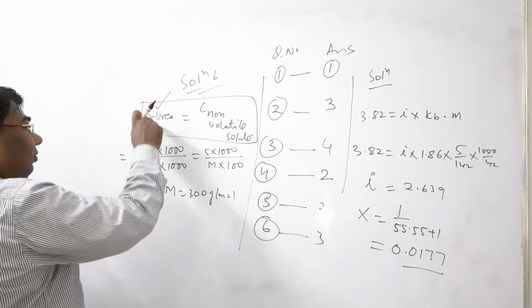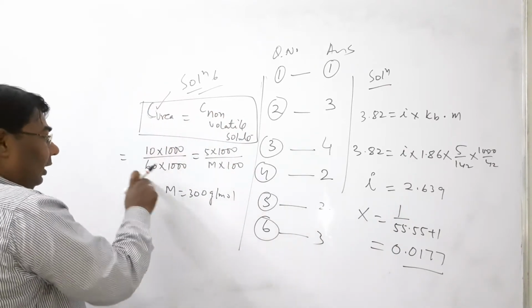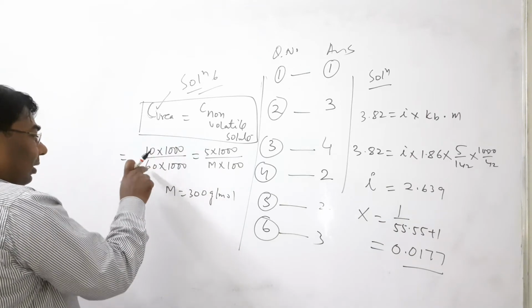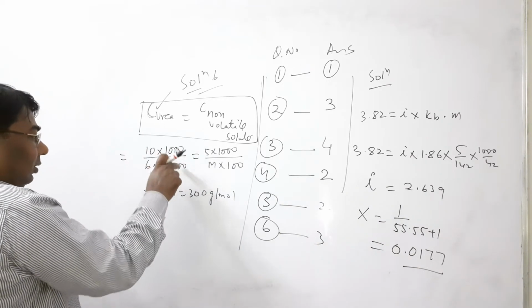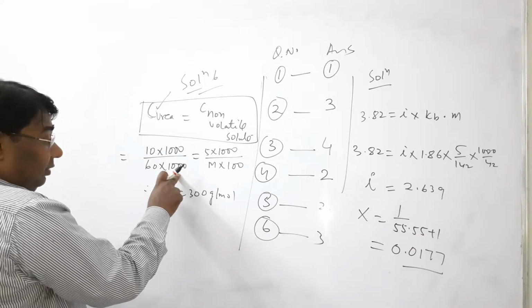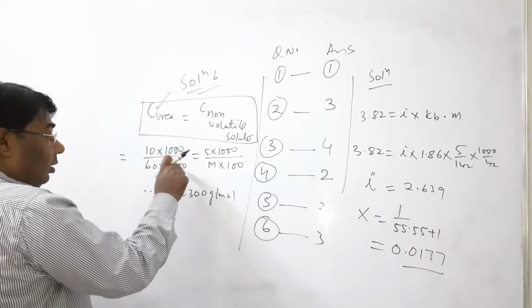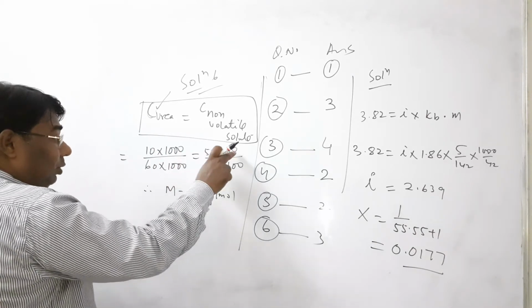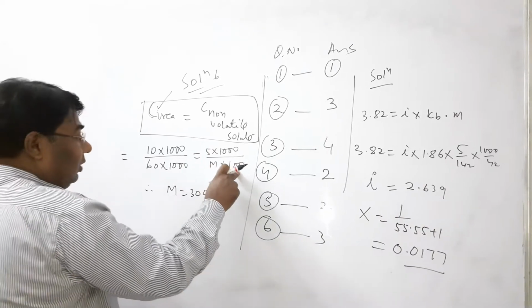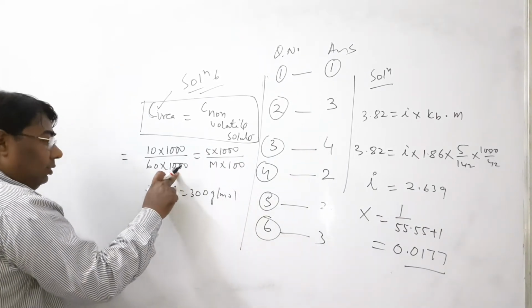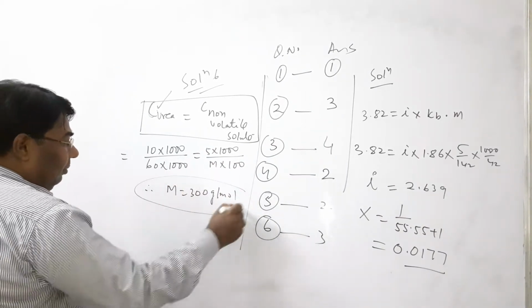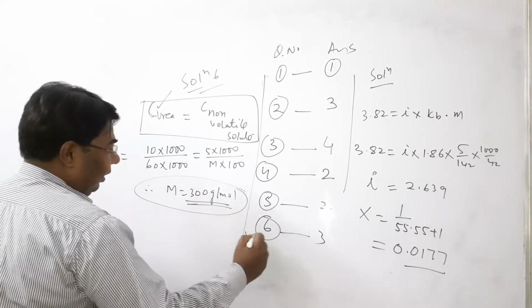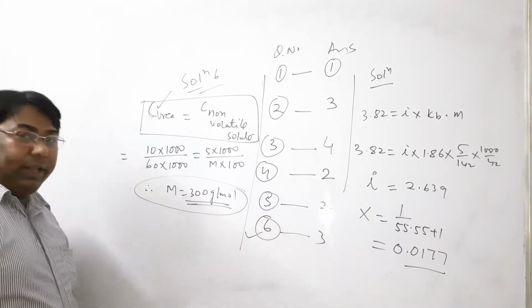So, in the concentration of urea, you put the value of mass of urea by molecular weight of urea into 1000 by mass of solvent, which is given, is equal to 5 into 1000 by m into the mass of the solvent. Here the mass of solvent is 1000. So after the calculation, m is equal to 300 gram. Therefore, the answer for 6 is 3.